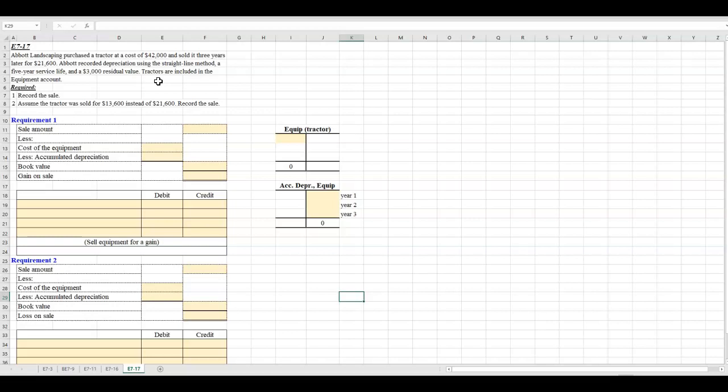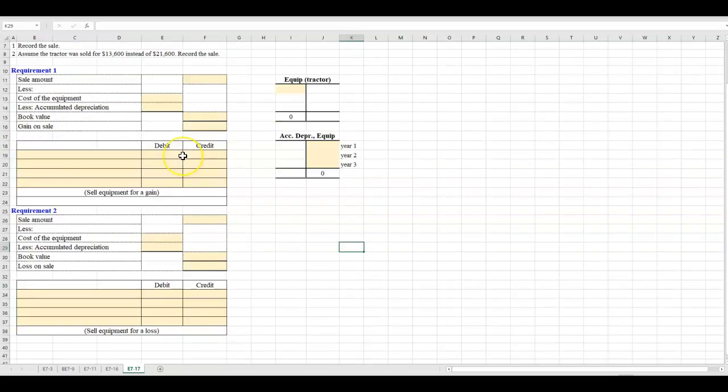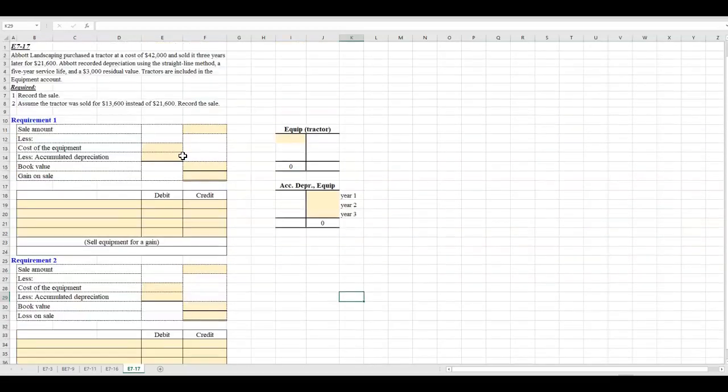Well, we don't know. We need to look at the facts. They recorded depreciation using the straight line method, a 5-year service life with $3,000 in residual value. They included the tractor in the equipment account. So the account we'll use is equipment. We're asked to first record the sale. Whoops, we're asked to record the sale, not the purchase. Sorry. So here we want to put in this information.